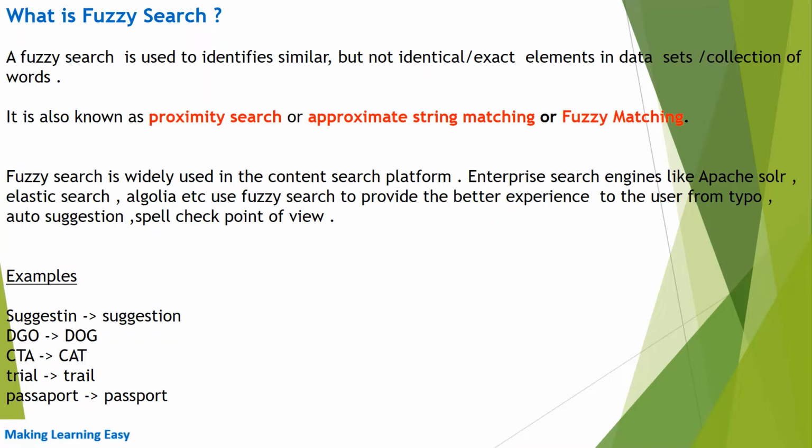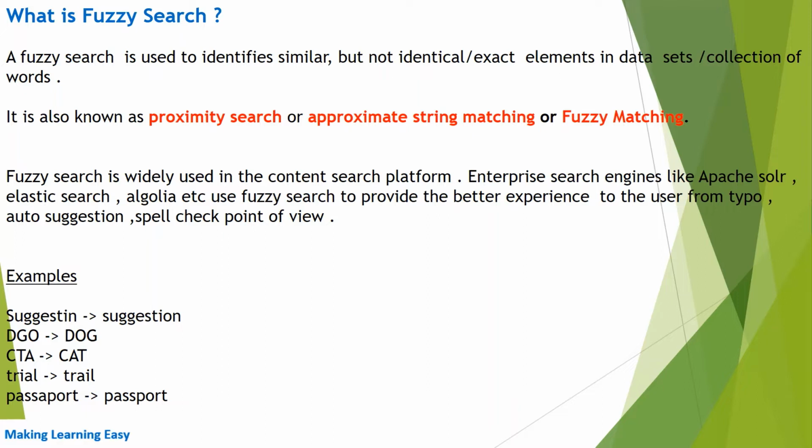Fuzzy search is widely used in content search platforms. Enterprise search engines like Apache Solr, Elasticsearch, and Algolia use fuzzy search to provide a better experience to the user from a typo, auto-suggestion, and spell check point of view.